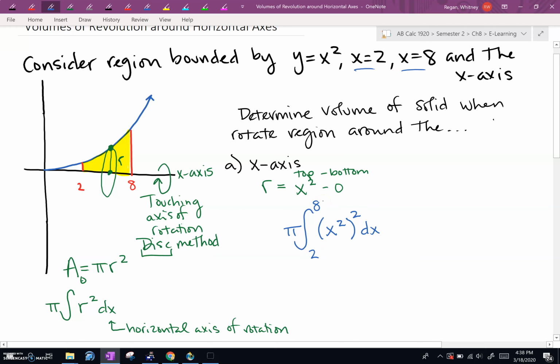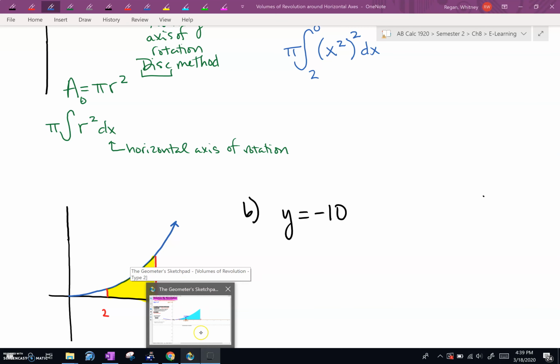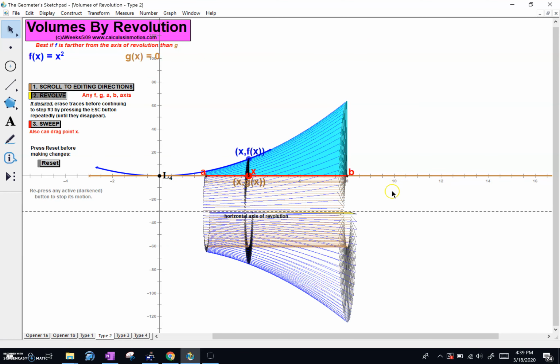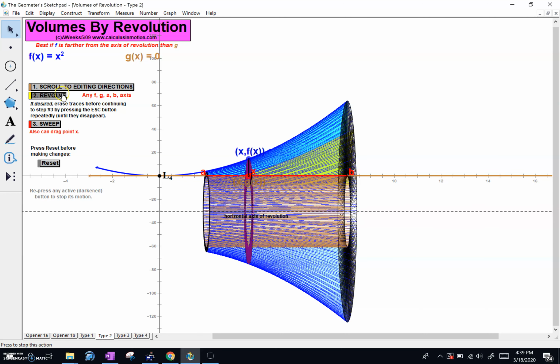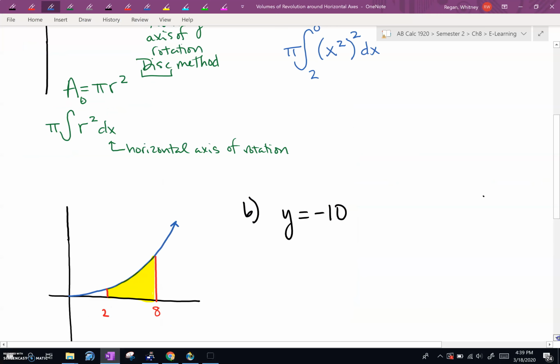What's different though is what if we revolve around something that is not the x-axis? For instance, what if we go around the line y equals -10? So here's my nice little drawing. I'll give you guys a sketch pad of it. We're going to revolve the same region, but now you notice there's this big fat hole in the middle, and before we could only find the solid. So we need to somehow subtract that hole. That's where the washer method comes in.